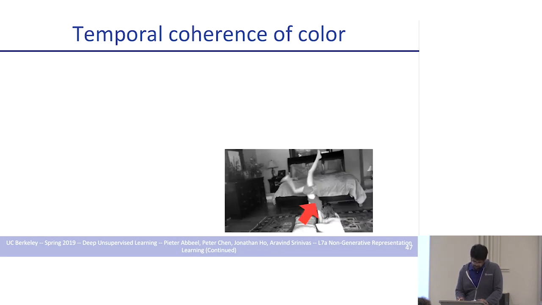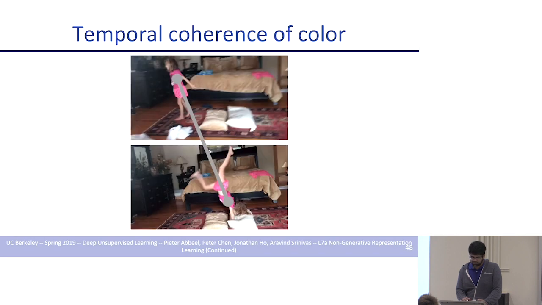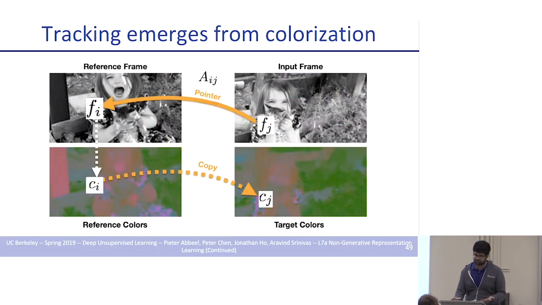So here's a girl. Let's say this is actually a video where she's doing some kind of a stunt at home, and you're trying to copy the color from this frame to another. She's wearing a pink t-shirt, and even though she's upside down here, you can actually copy the color from this particular frame to this. So you understand that the girl has moved from one frame to another. So you can think about this basically as a tracker or an optical flow, where you're tracking pixels that move together, and the ground truth for that comes from the color. So in practice, this is how it would look.